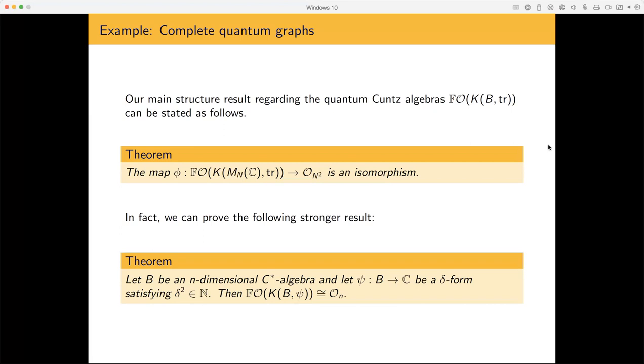Yeah. I associate the O_N with the orthogonal group, but it doesn't appear. It's not the O_N appearing here. No. The O is for Cuntz. Yeah. No, I don't think there is a connection there. Okay. It's just a coincidence. It's always in Cuntz.